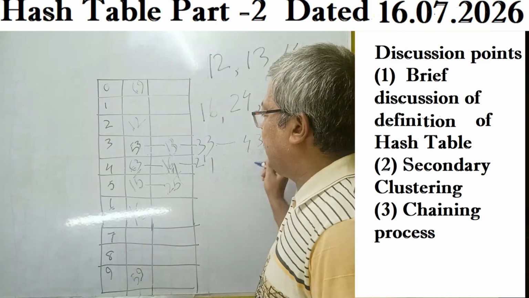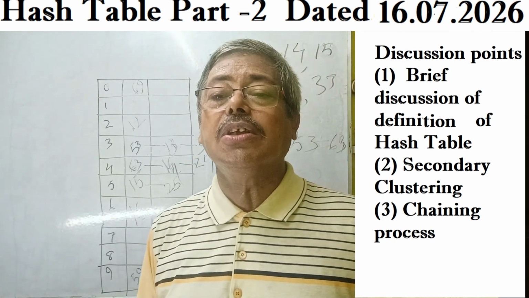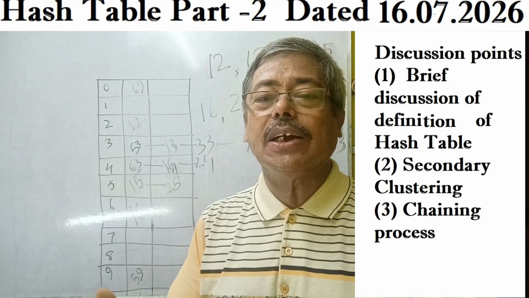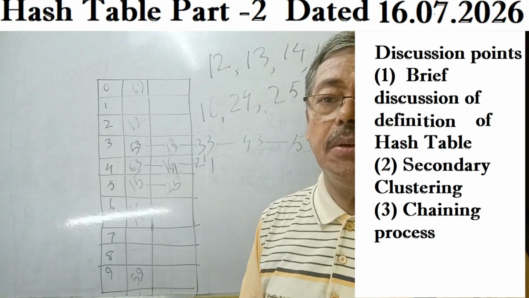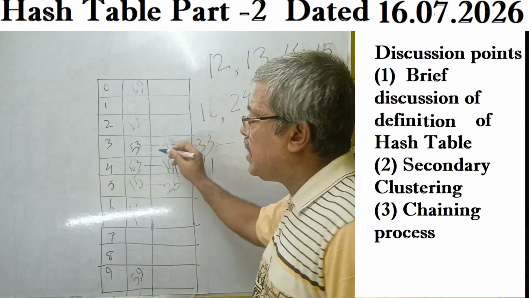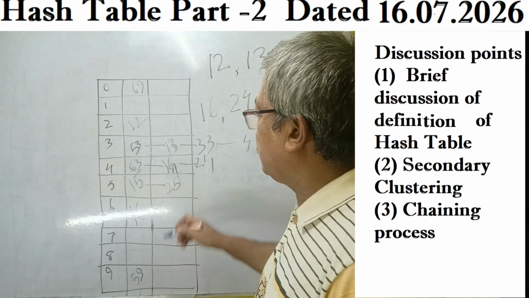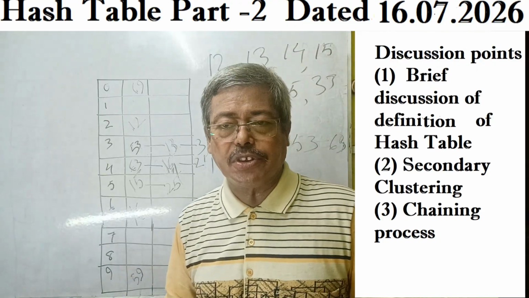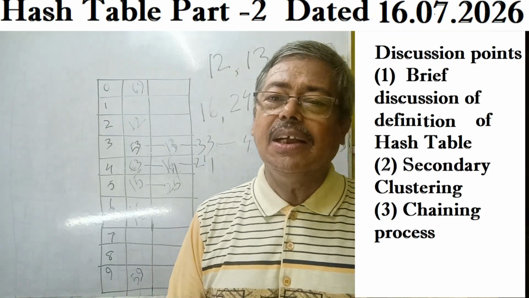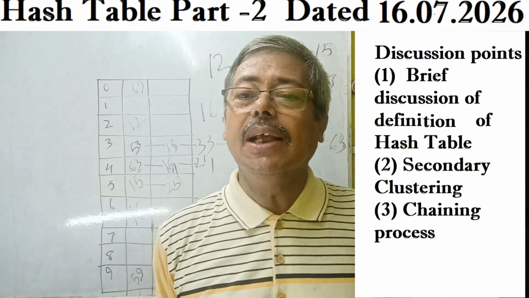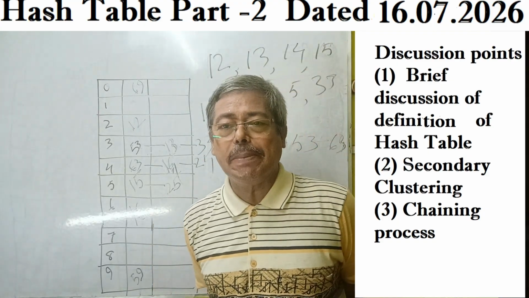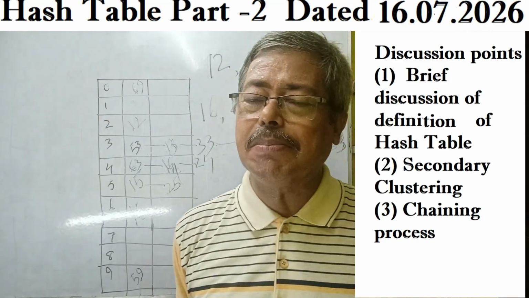A linked list consumes more memory because it uses pointers, so it is very memory consuming, and it also takes more time. But the solution is the chaining process. So I have already discussed the second part of the hash table. The first part was the definition of the hash table.